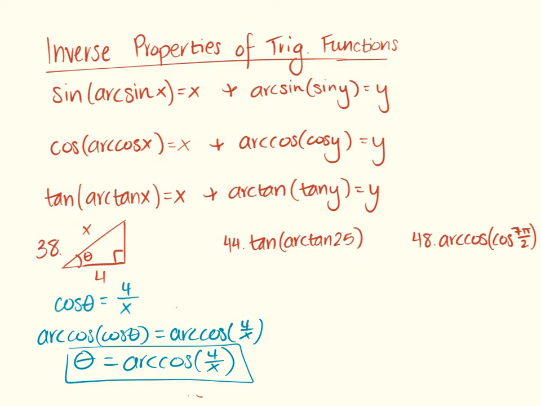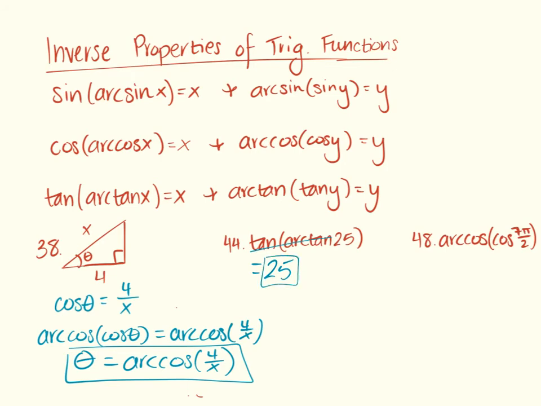I did do those examples in the notes. For 44, they want us to simplify the expression given. And what's nice is they gave it to us in terms of one of our properties. They gave it to us as tangent of arctangent of x equals x. So all we have to do is find out what it's equal to. So tangent and arctangent cancel, and we're left with 25, like so.